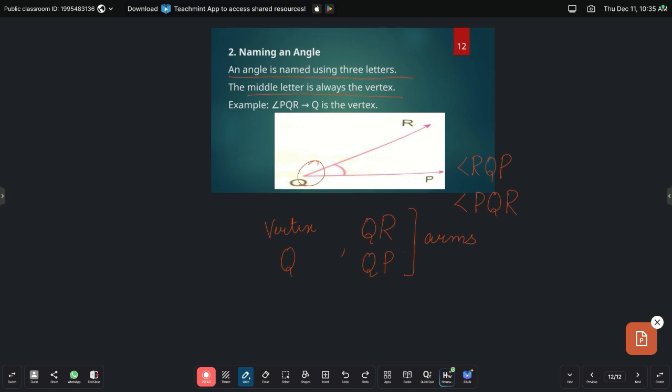Look here boys, I have kept this Q in the middle. In both the conditions, I have kept the Q in the middle. Why? Because Q is the vertex. And I have already told you that the vertex should always be at the center. It should be the middle letter while writing the name of an angle. While naming an angle, remember that you have to use 3 letters. But what should you keep in mind? That the middle letter should be the vertex. Let me explain it with one more example here.